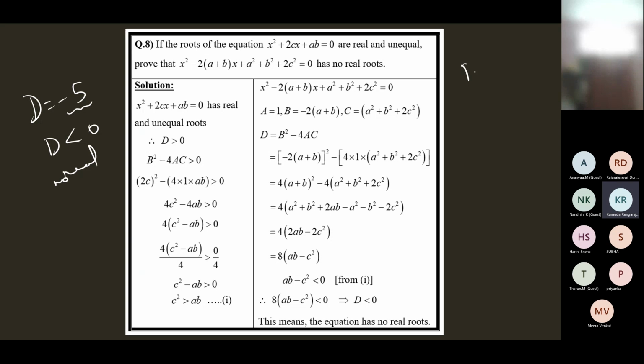And if you get D is equal to some 41, it's positive. D is greater than 0. Greater than zero means positive. Less than zero means negative. Equal to zero means equal to zero. So when you get D is equal to 41, it's numerical, so it's easy to judge. So D is greater than zero. Greater than zero means real unequal roots. Real and unequal roots.